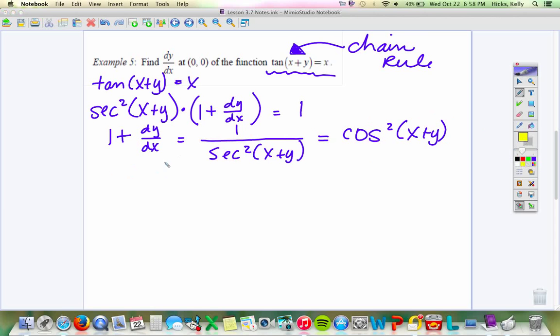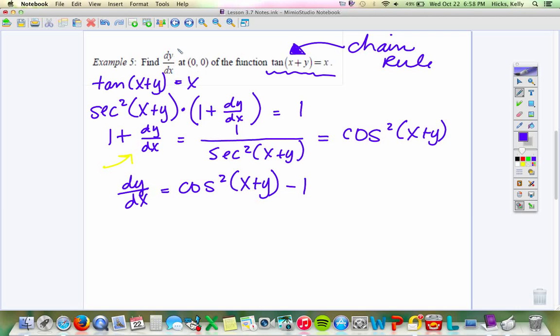Now I'm still trying to get dy/dx all by itself. So I need to move this 1 over. I just need to subtract 1 from both sides, and I get dy/dx equals cosine squared (x plus y) minus 1.